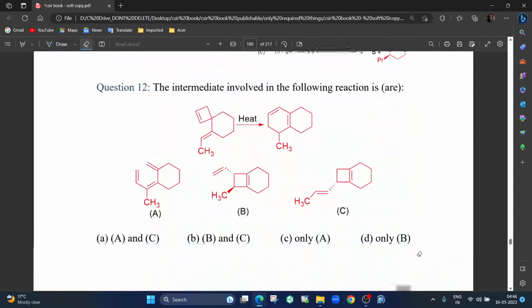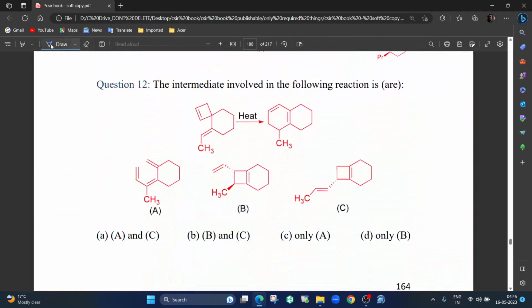Yeah, moving on to the next question. The question says the intermediate involved in the following reaction is R. So this was quite a tough question. Looks very simple, but it took pretty long time for me to solve this question.